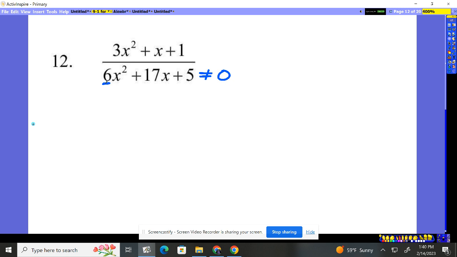So what do we do? Well, we're going to do the busting b method, where we bust this b piece down into two different things. So let's look. We do the a times c. The 6 times 5 gives me 30. So I'm looking for the factors of 30. 1 and 30, 2 and 15, 3 and 10, 4 and nothing, 5 and 6. Which of those gives me 17?